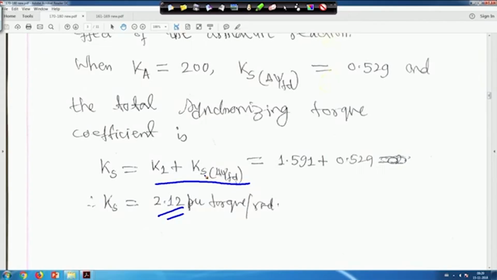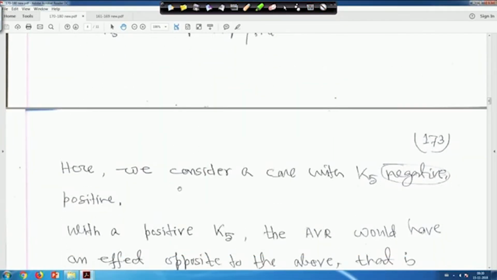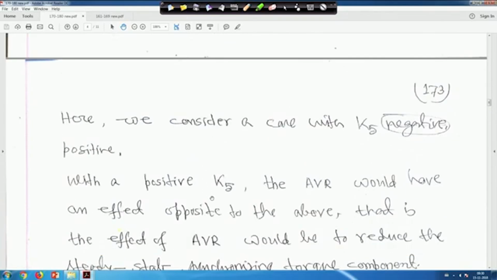So, that is why I wrote each step for you, such that there will be no confusion. When you see this, you just open figure 30, because all notes will be provided to you. So, this is actually that case. Here we consider a case with K5 negative or positive. Whatever we have seen there was for K5 negative. Now, if K5 is positive, the AVR would have an effect opposite to the above.